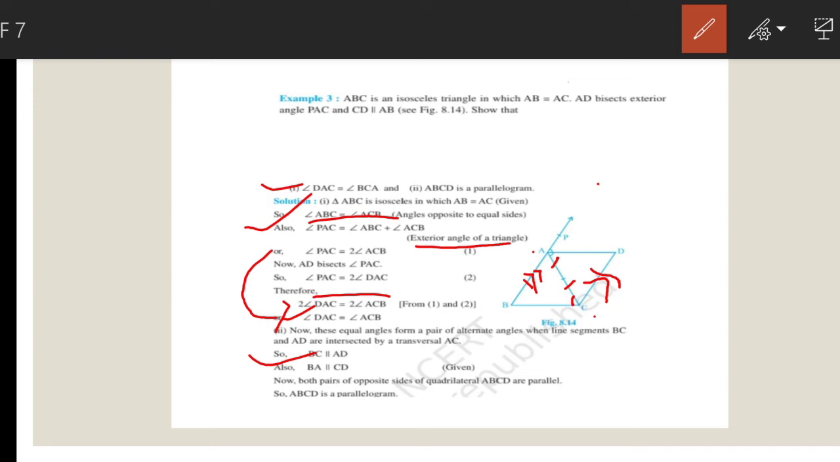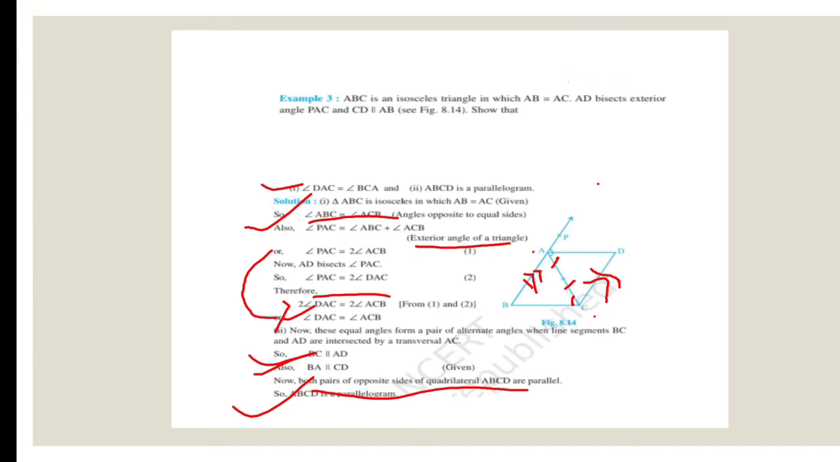Also it is given in the question that AB is parallel to CD. So from both of this we can say quadrilateral ABCD is a parallelogram, as both pairs of opposite sides of a quadrilateral are parallel. So we can say ABCD is a parallelogram. So this is how we will do sum number 3.